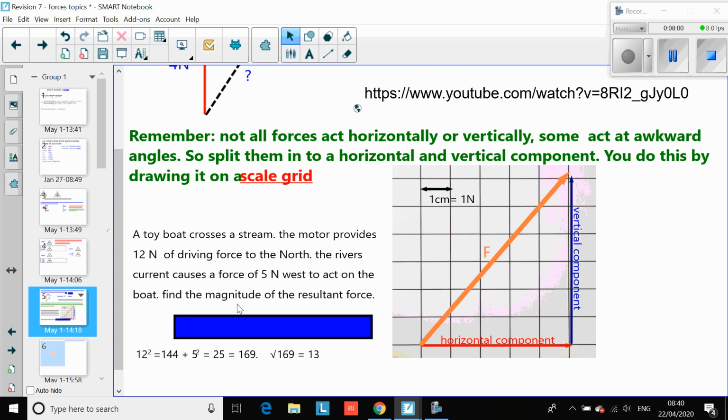Okay, now you might see it on an example like this as well. There's your vertical component, there's your horizontal component. So please do have a look on page 54 to make sure this makes sense.